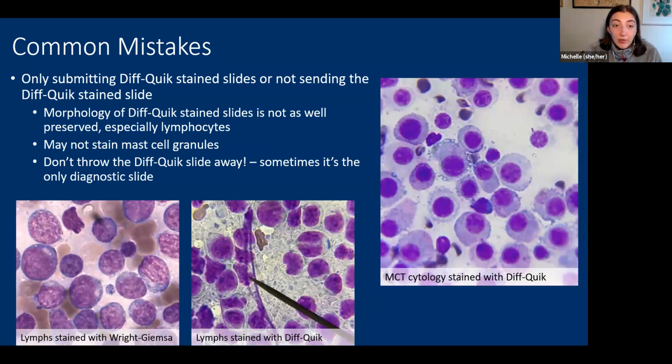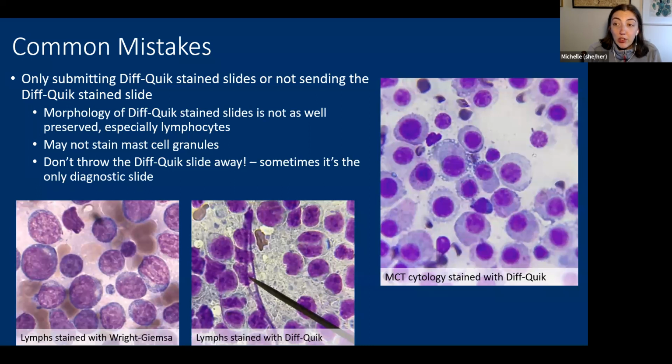And then another mistake is only submitting the Diff-Quik stain slides, or not sending the Diff-Quik stain slides. So one problem is you took one sample, you only have one slide, and you stained it with Diff-Quik, and that's the only slide you submit. A lot of times they're diagnostic, but sometimes it's difficult, especially with lymph nodes. And so we recommend submitting unstained slides as well, and that's especially important if you're in general practice. And then not sending the Diff-Quik stain slide. Sometimes it's the only diagnostic slide, and it's fine, especially sarcomas are fine to diagnose from Diff-Quik stain slides. And there's other things that are fine.